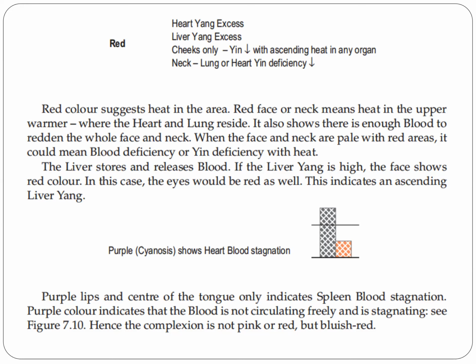Okay? Now, red color suggests heat in the area. Red face or neck means heat in the upper warmer, where the heart and lung reside. It also shows there is enough blood to redden the whole face and neck. When the face and neck are pale with red areas, it could mean blood deficiency or yin deficiency with heat.